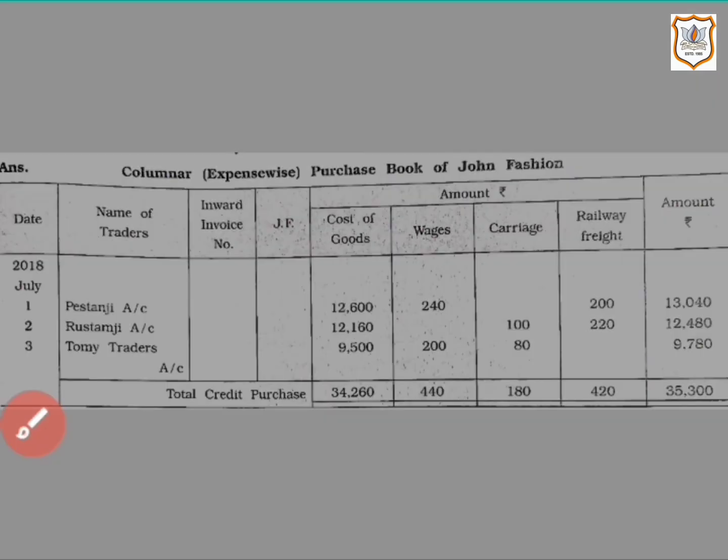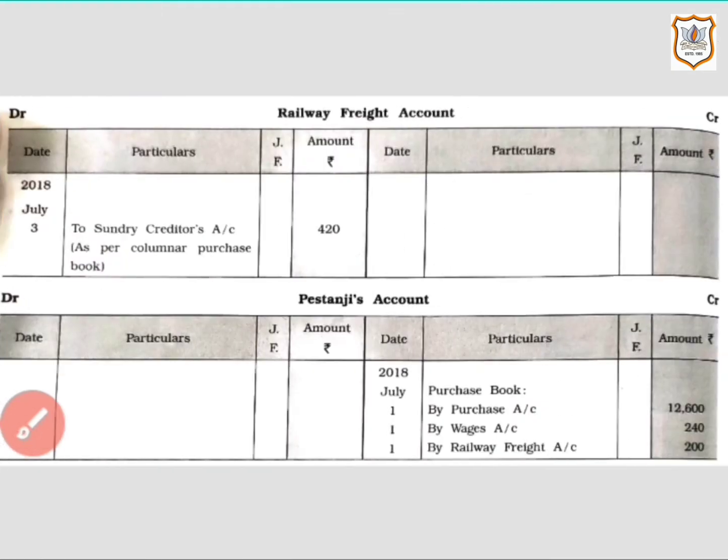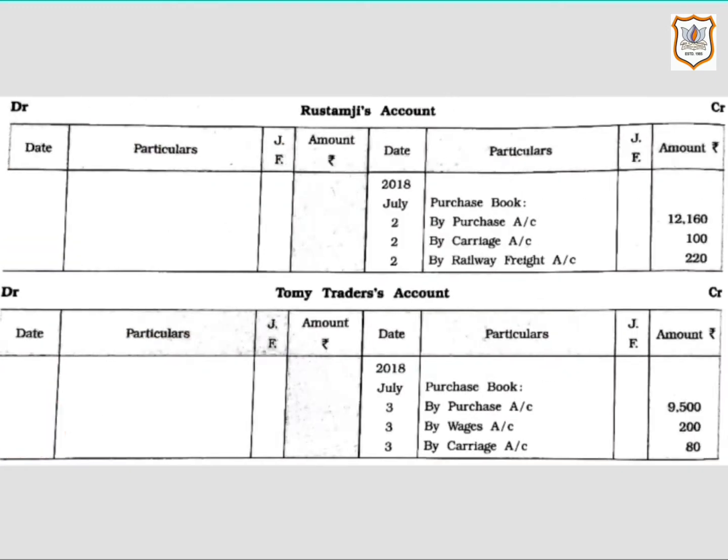So let us see. Here is our purchase account, then wages account, carriage account, and then railway freight account, P.N.AMERSEY's account, then Rustomji's account, and Tommy Traders account.